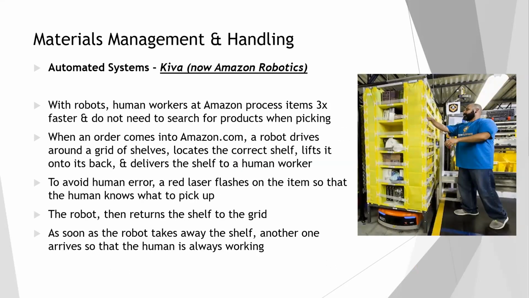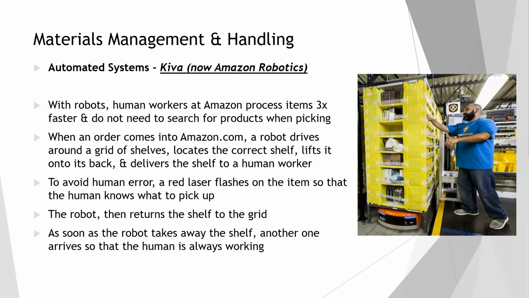With robots, human workers at Amazon process 3 times faster, and they don't need to actually search for products when picking. So essentially, when an order comes in to Amazon.com, the robot drives around this grid of shelves and shuffles under them because it's very low to the ground, as you see. It locates the correct shelf. It lifts the shelf onto its back, and it will then deliver the shelf to the human worker. And then to avoid any human error, a red laser is going to flash on the item in the particular storage location within that shelf so that the human knows exactly what to pick up.